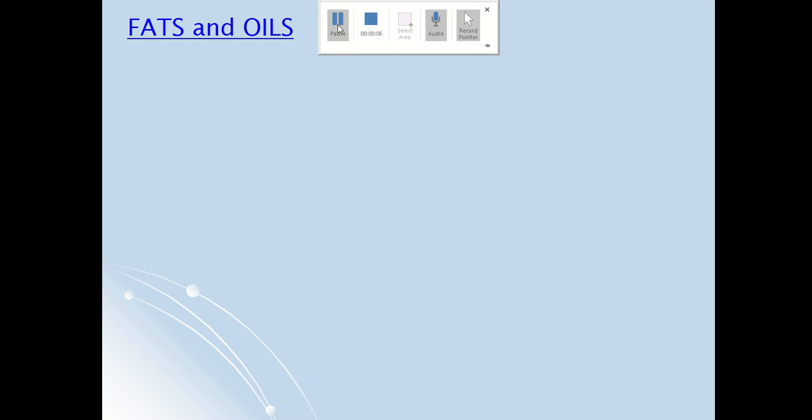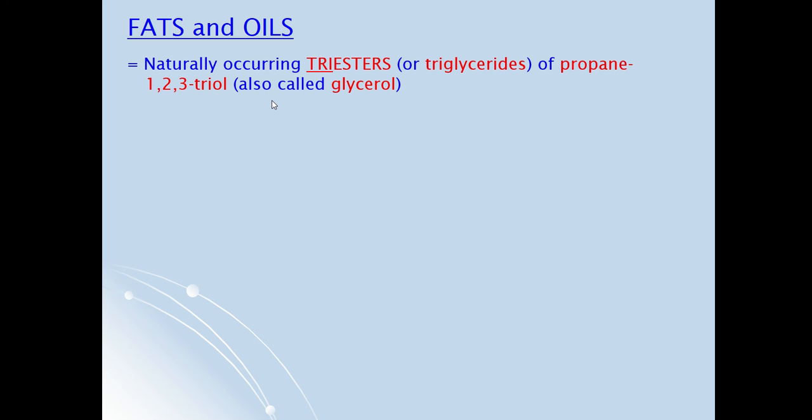Okay, so this is a video on the fats and oils topic, which continues on from when you just finished carboxylic acids and then esters. So if we have a look at, first of all, the general structure of a fat and oil. These are what we call naturally occurring, and they're triesters.